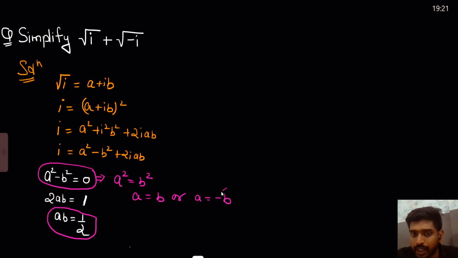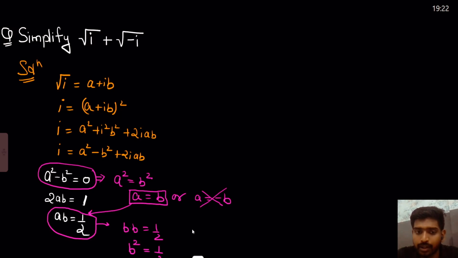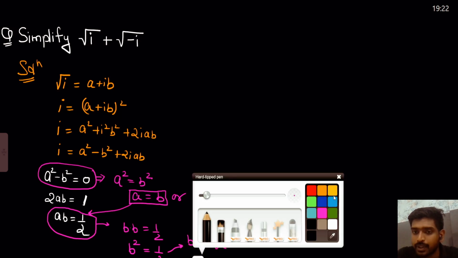Got it? So we will not take a is equal to minus b. As I said, a and b should be of the same sign. So this one we will accept: a is equal to b. Got it? So keep a is equal to b in this equation. What will we get? The a value will be b. So b into b is equal to 1 by 2, or b square is equal to 1 by 2. From here we will get the b value as plus or minus 1 by root 2. Got it?